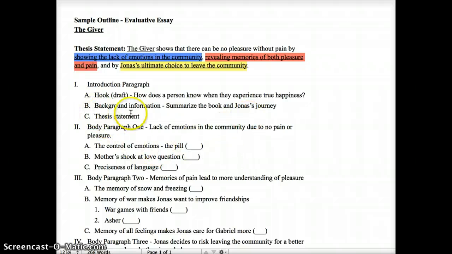And then part C of the intro paragraph is my thesis statement. I'm not going to rewrite my thesis statement because I have it up here already, so there's no point in rewriting it down here. Okay.